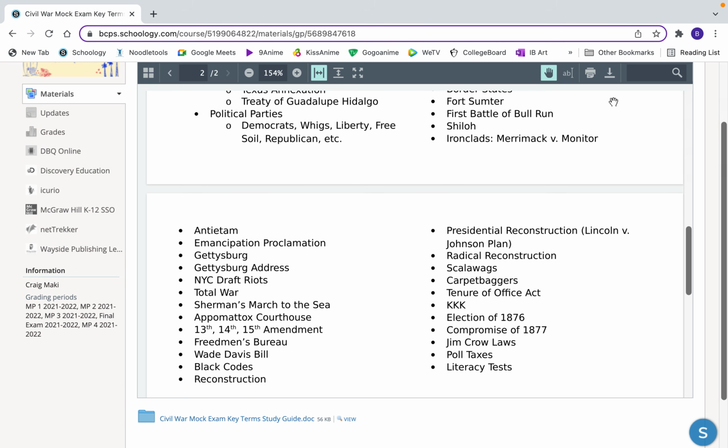Eventually, the Confederates surrender at Appomattox Courthouse, April 9th, 1865. Great. Now the war is over. Lee surrenders to Grant, ending the Civil War.